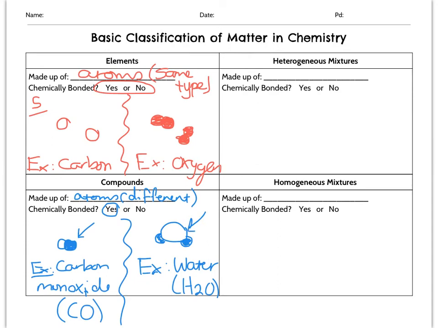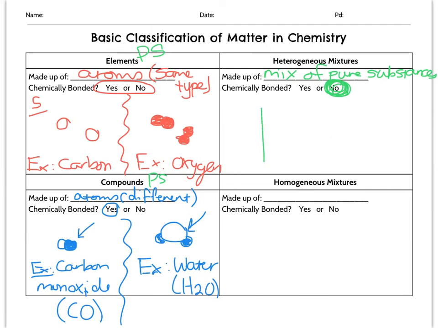Okay, moving over to the other side, we have heterogeneous mixtures. They are made up of a mixture of pure substances. Okay, and if you recall, the pure substances are elements and compounds. So they're made up of a mixture of pure substances. Are they chemically bonded? No, they are not, okay? They are not chemically bonded.